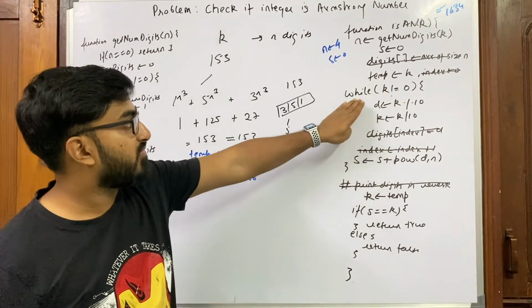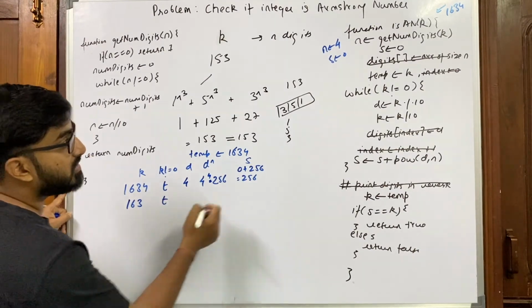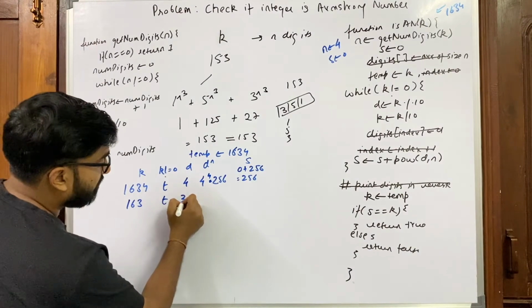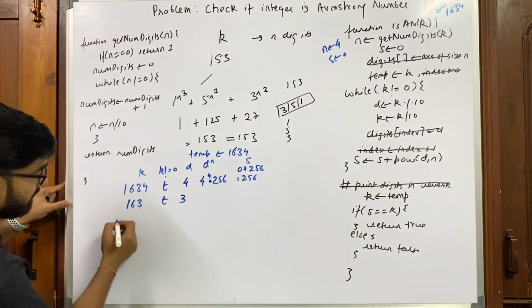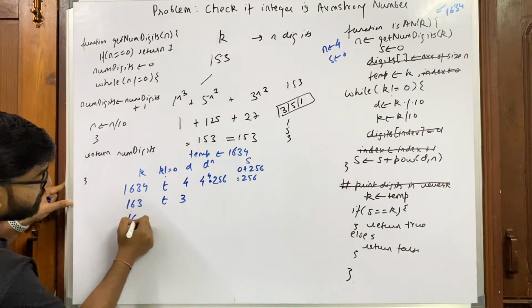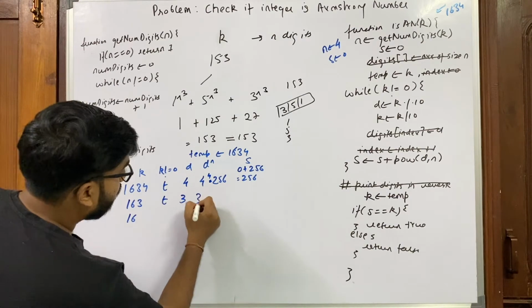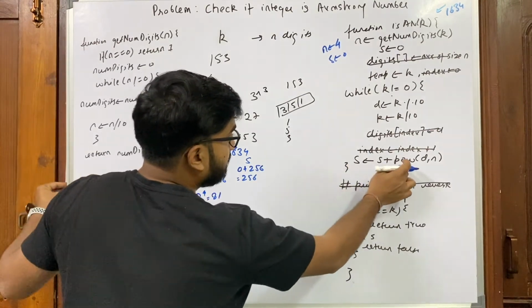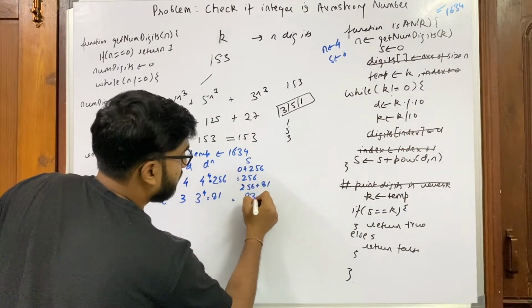You go back to check for the while loop condition, k not equal to 0, 163 not equal to 0 is true. You do d is k percent 10, 163 percent 10 is going to give you 3, the last units digit. Then you do k is equal to k by 10, integer division of 163 by 10 will give you 16. Then you calculate d to the power n, so 3 to the power 4 is 81. Then you do s is s plus d to the power n, so 81 plus 256, 337.